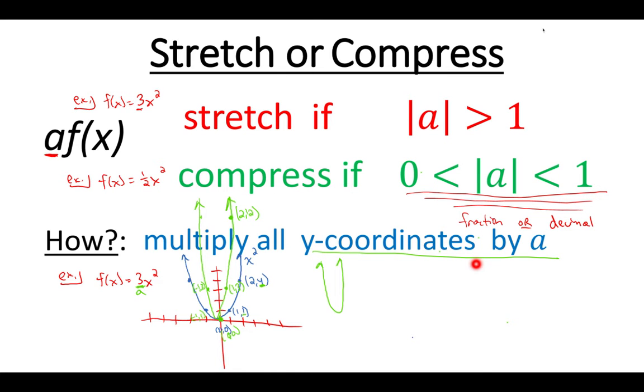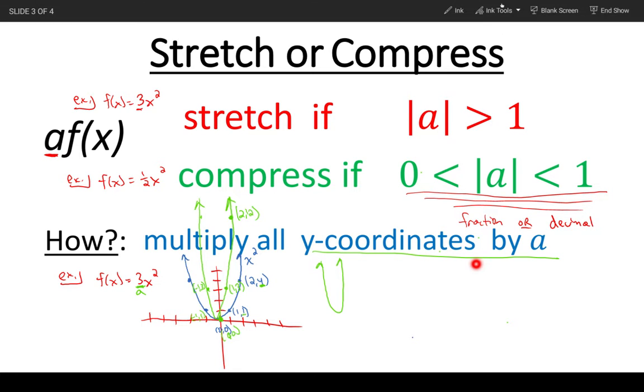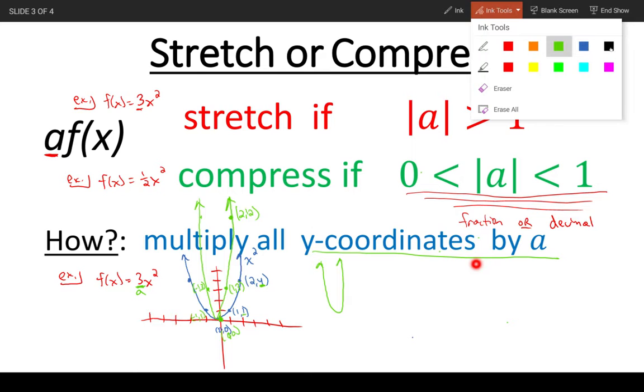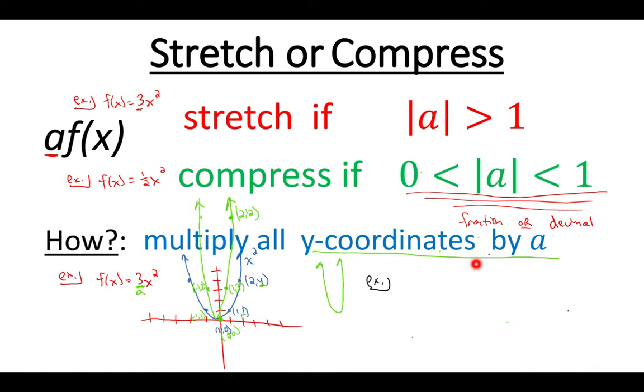And the opposite would be the case if I had something like a half. So like f of x equals 1/2 x squared. My parent function would, again, still be the same. So I've still got my 0, 0, 1, 1, 2, 4, negative 1, 1, negative 2, 4. So there's my parent function.